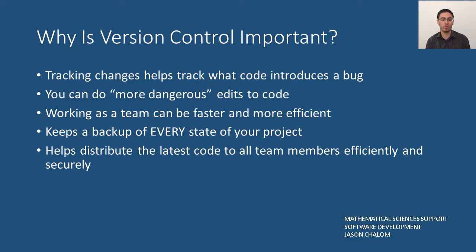Why is version control important? It helps to track changes if there's a bug, so that you know where the bug was introduced. You can do more dangerous edits to code with the security of knowing that there is a history that you can always go back to. It helps working with a team in making it faster and more efficient, and it helps keep a backup of every single version of the software, so that you can see the history of the software and always go back to a previous version if something goes wrong.